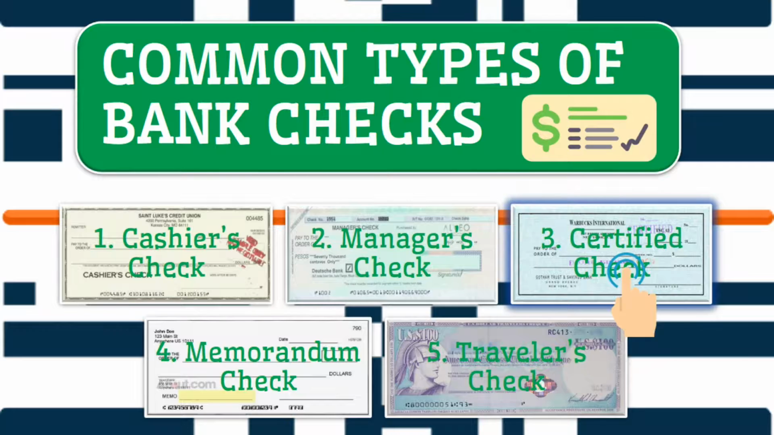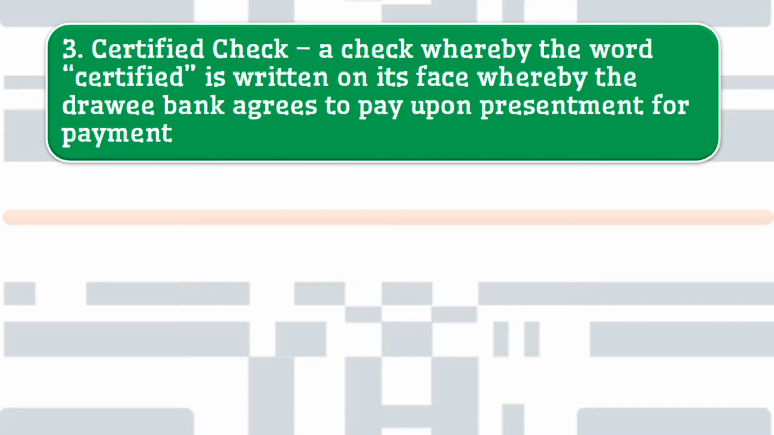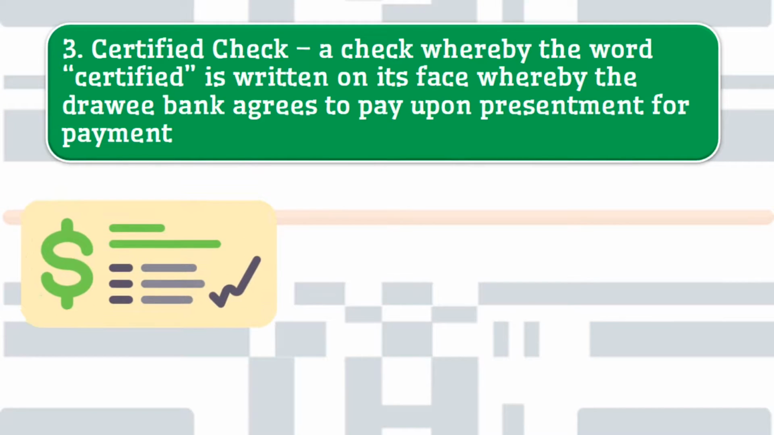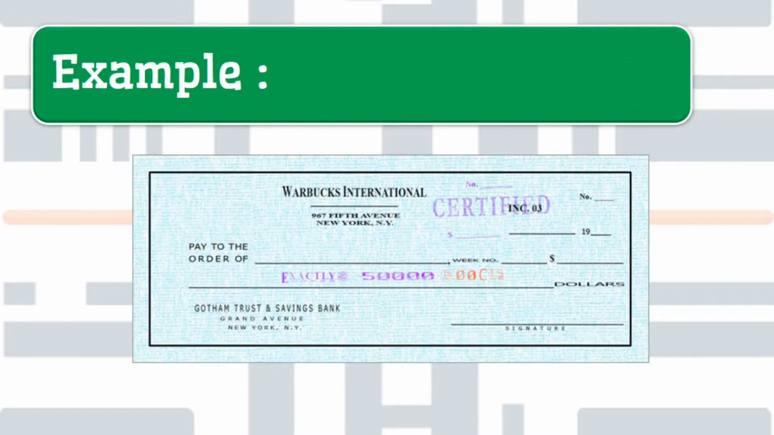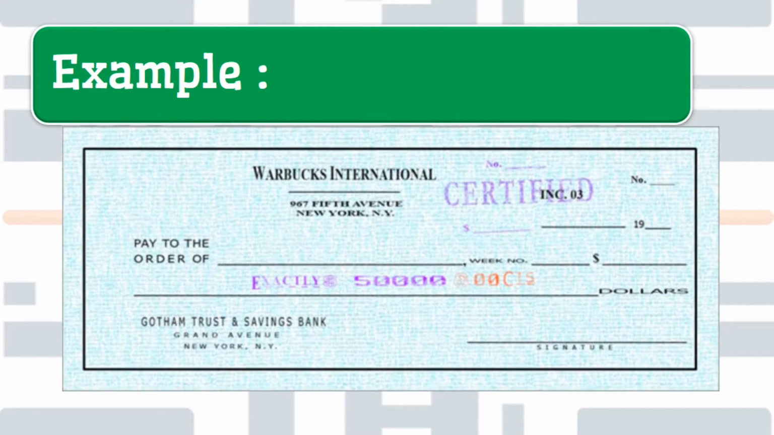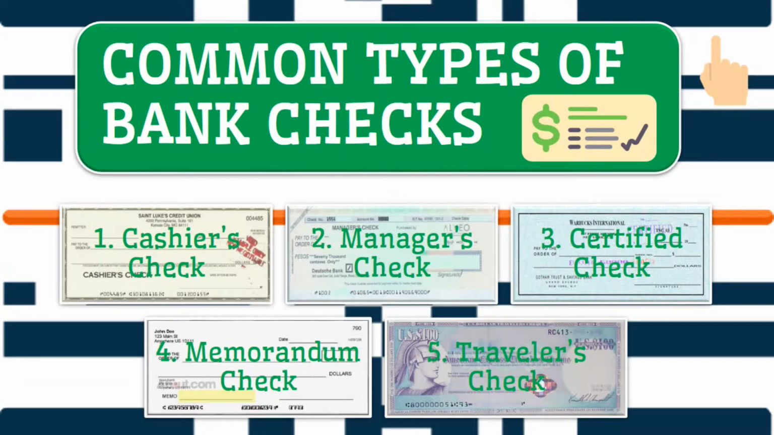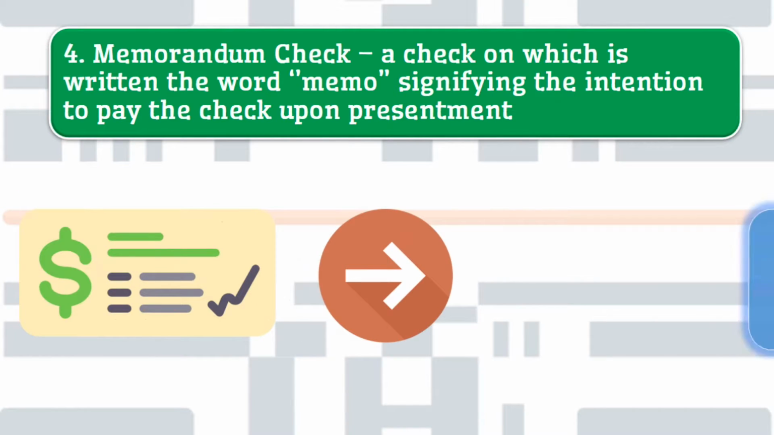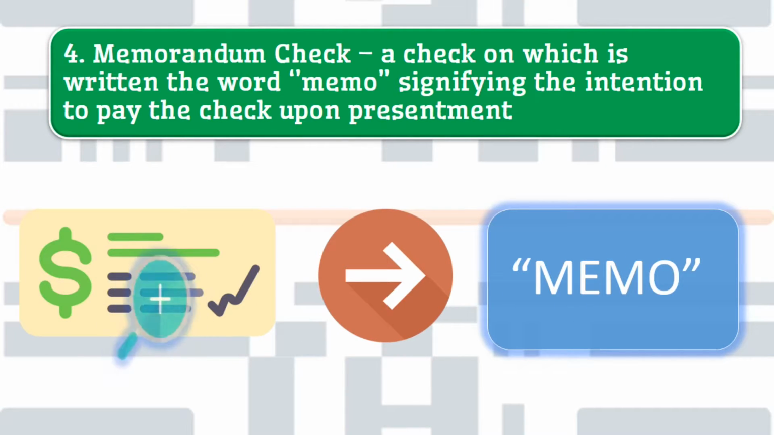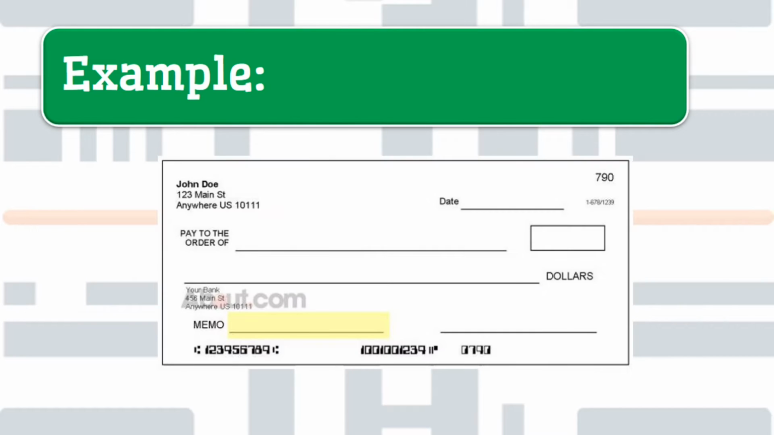Third, certified check. Certified check, a check whereby the word certified is written on its face, whereby the drawee bank agrees to pay upon presentment for payment. Here is an example. Fourth, memorandum check. Memorandum check, a check on which is written the word memo, signifying the intention to pay the check upon presentment. Here is an example.